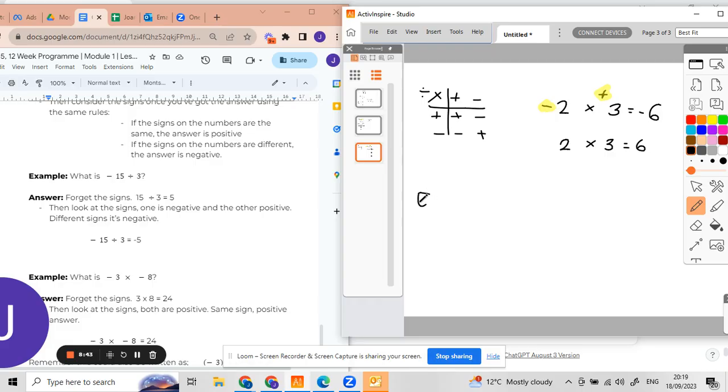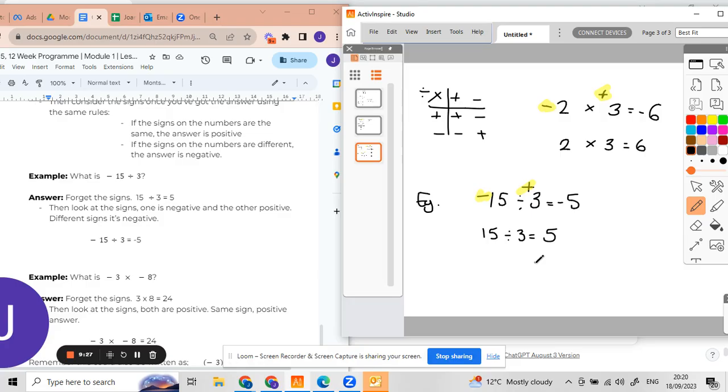So the example on the board is -15 divided by 3. Okay, once again, completely ignore the signs to start with. Instead, do 15 divided by 3. Well, how many 3's go into 15? Which is 5, because 3 times 5 is 15. Now we're going to consider the signs. So if we go back to the highlighter again, we've got a negative sign there, no sign here, which means it's a positive. Just highlight that. So once again, a negative and a positive makes a negative. Okay, so the answer would be -5.